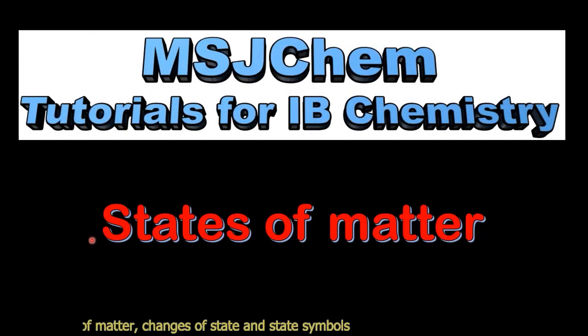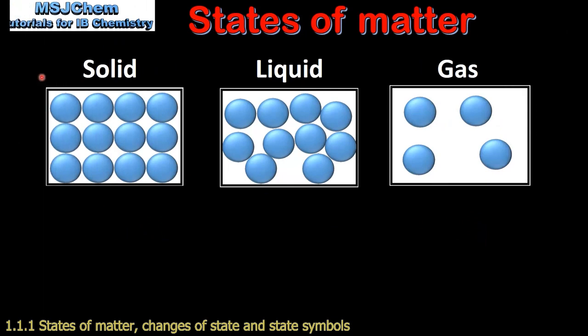This is MSJ Chem. In this video, I'll be looking at the states of matter. The three states of matter we look at in this video are solid, liquid, and gas. Here we can see the particle arrangement for each of the states of matter.